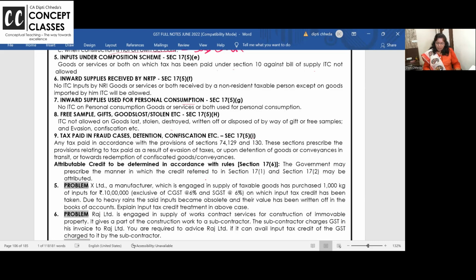Tax paid in fraud cases, detention, confiscation, you know, by cheating, if you have suppressed the tax and then you are liable to pay GST, that GST is bad GST. You are forced to pay that. You have done something wrong. ITC is not allowed. So here we come to an end. Government can refer more cases. वो point ठीक है, चलो.